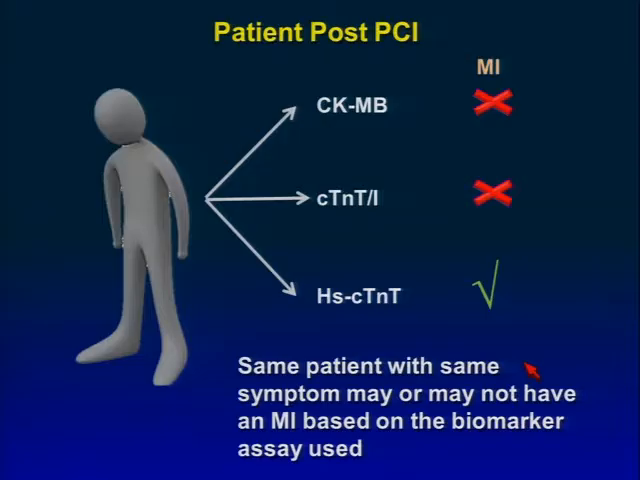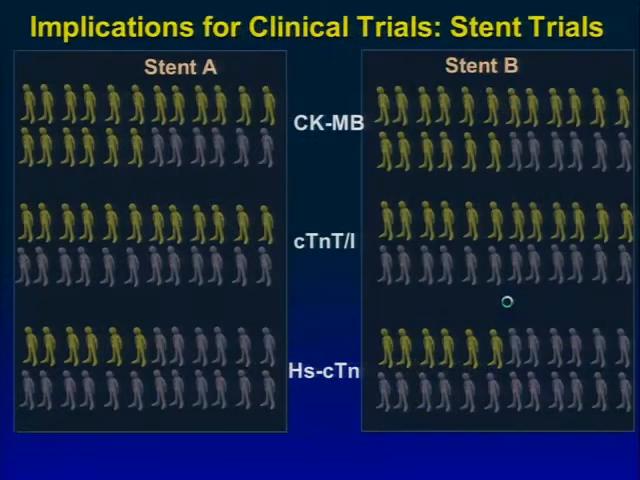So if you have a patient post PCI, based on the biomarker used, the patient may or may not have a procedural MI. And this has a significant impact on how to interpret clinical trials. If you take an example of stent versus stent trials, stent A versus stent B, and the frequency of procedural MI is similar between the two treatment groups, the frequency might change if you use CKMB versus cardiac troponin versus high sensitivity troponins, but the relative difference will probably be the same.